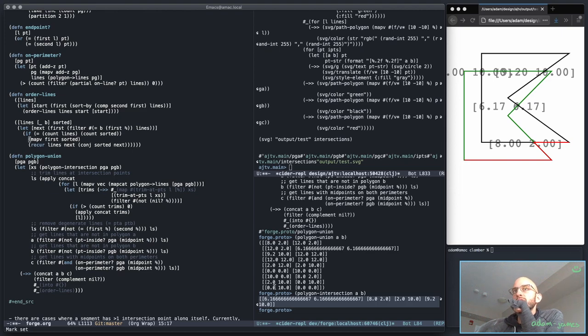And once again, the same problem is arising where I do not have this segment here from 6.17, 6.17 to 5.7. This here that's a missing segment, and I'm not certain why. Well, of course, it's because it's inside, but it's on the perimeter. Oh, shoot. Seriously?